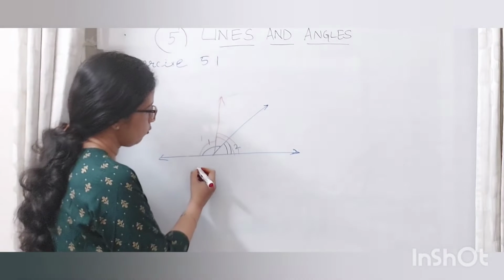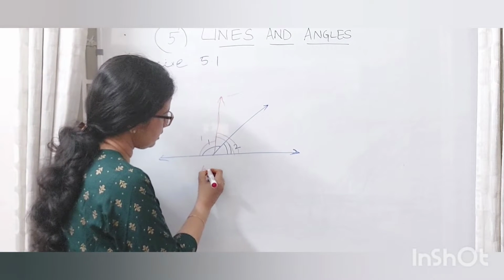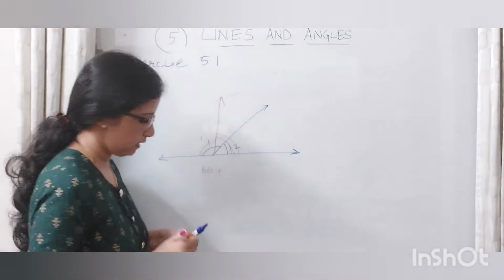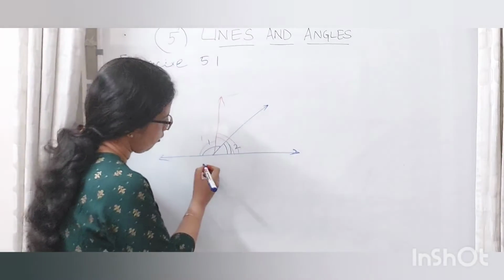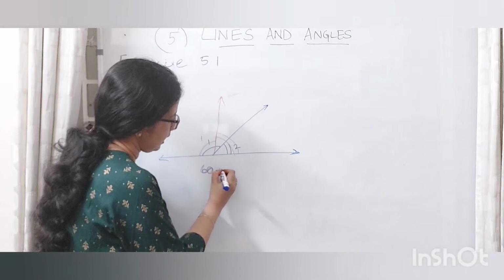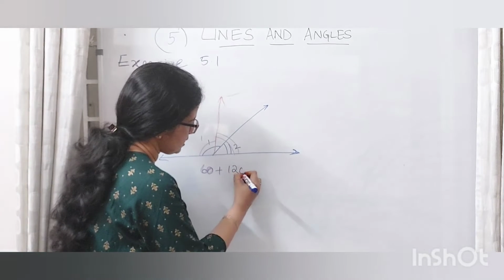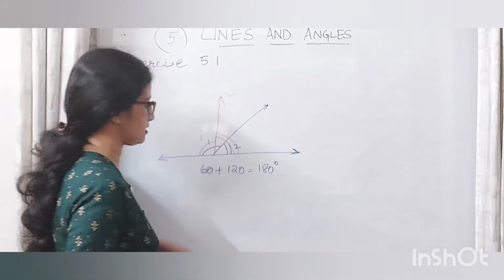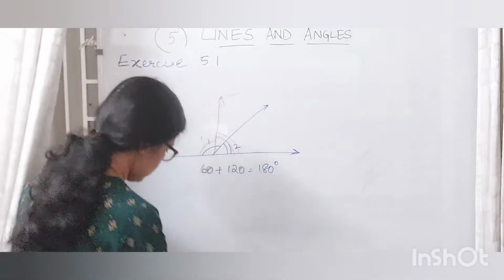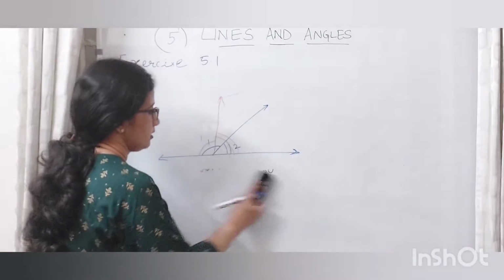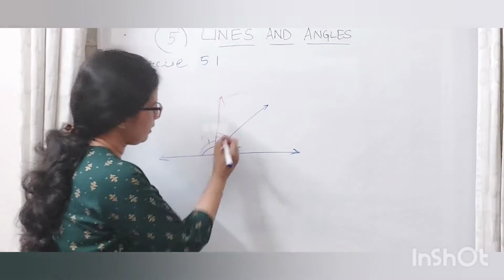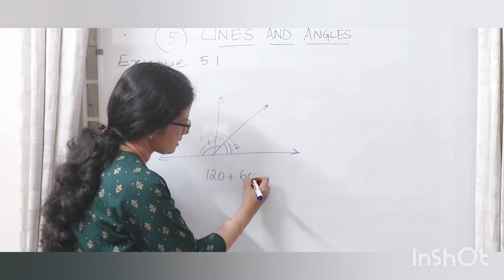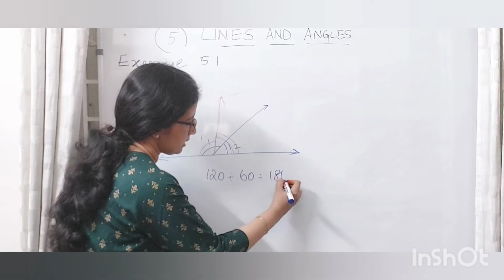For example, angle 1 is 60 degrees. What is angle 2? If both the angles are supplementary, if angle 1 is 60 degrees, what is angle 2? Angle 2 should be 120 degrees, right? Which makes both the sum 180 degrees. Okay, now here it is a reverse. The way they have drawn, let angle 1 be 120 degrees plus angle 2 be 60 degrees. What is the sum? 180 degrees.